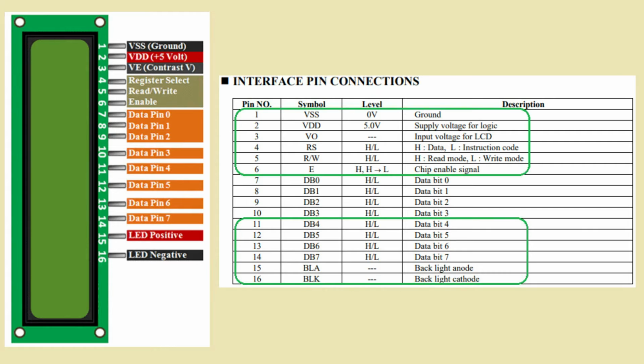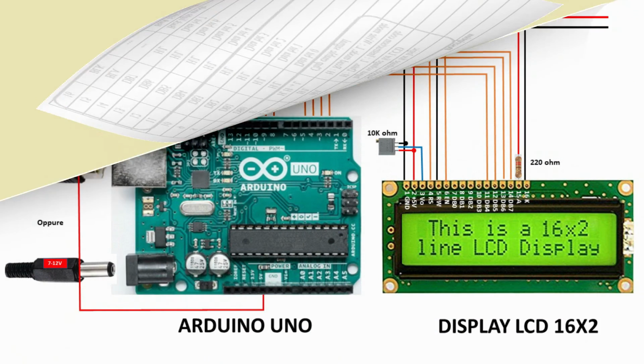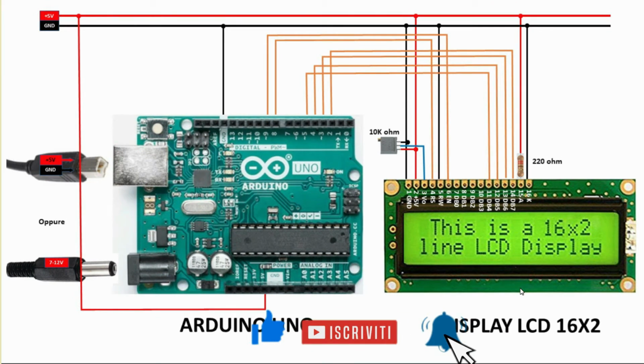This last 4-bit transfer mode, instead of 8, is the most used, which allows you to save 4 bits on the controller that must drive it, which in our case is an Arduino Uno. So, let's see immediately the summary diagram of the connections between the Arduino Uno and the 16x2 display.